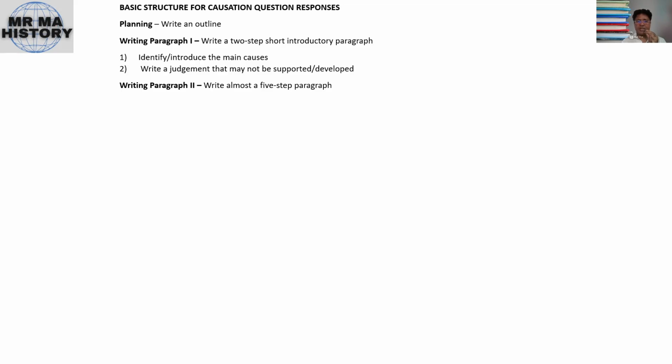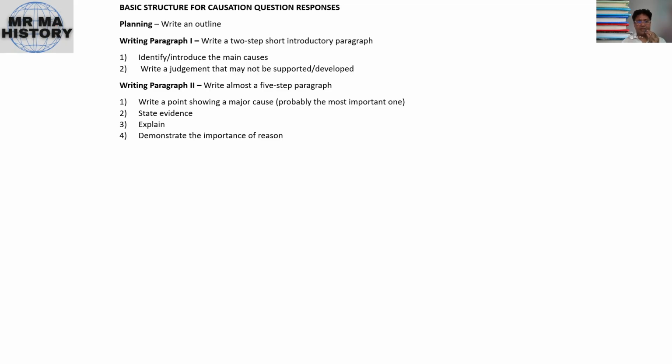This is a five-step paragraph in which you are going to do five things. First of all, you are going to write the major reason. You have to write down the first reason that is the most important, and write down the reasons in order of their importance. After writing the major reason as the point, the main idea of the paragraph, you will write a second sentence that shows the evidence of this reason, and then you will explain it further, and after that you will show the importance of this reason.